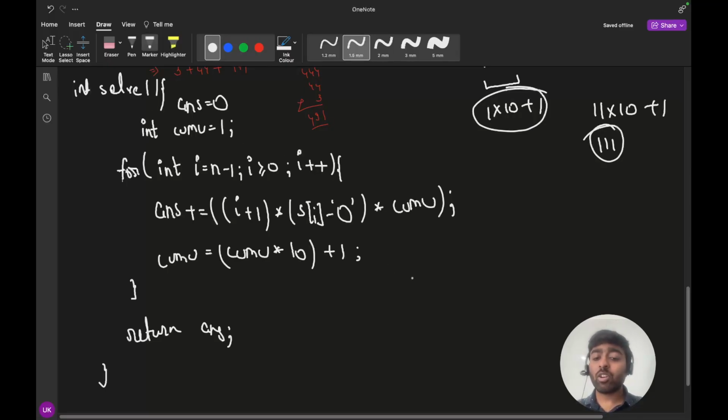If I talk about the time complexity of this solution, you can see that we are only running one for loop, so it is O of n. And since we have not used any extra space here, it is O of 1. Let's write this code.